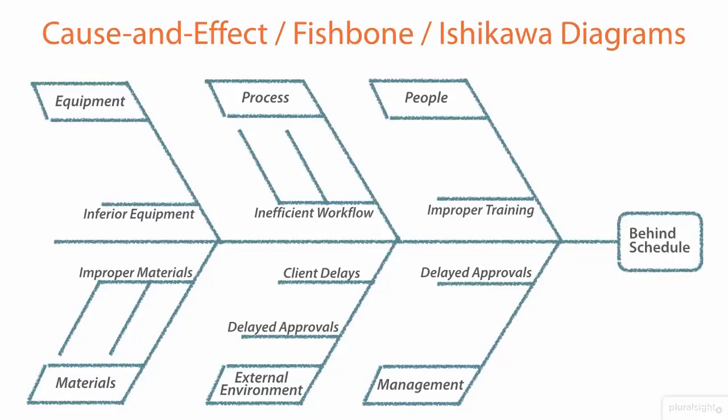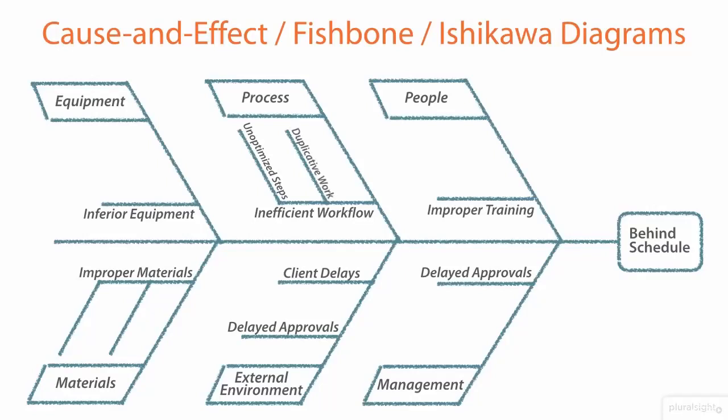Just the same, it could be on management internally. Perhaps we haven't issued the approvals that we need to internally in order to continue project work. Now, within a few of these, we might see some secondary causes as well. If we think that it might be an inefficient workflow that's causing us to be behind schedule, then maybe our steps aren't optimized. Maybe we're simply taking too many steps on a process, and we could trim these down in order to make things more efficient.